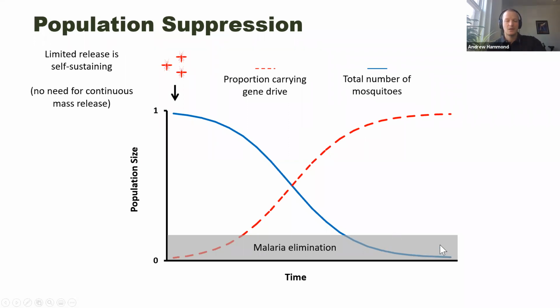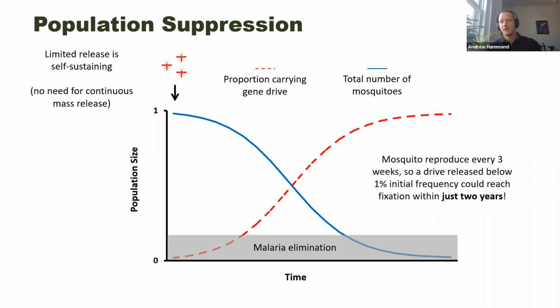elimination. So this strategy is incredibly quick. And I told you it can work in 20 to 30 generations. And a mosquito reproduces once every 3 weeks or so. So 20 to 30 generations is actually just a couple of years. Now, of course, this is an ideal scenario, and this is just assuming everything works perfectly, everything mates perfectly, and there's no strange dynamics going on. But in an ideal situation, a gene drive could spread through an entire population, modify it, and suppress it within a couple of years.